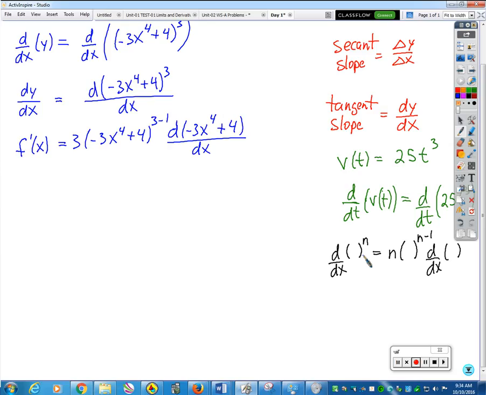You tell me, Jeff, what's the number and what's the something? 3 is the number. What's the something? The -3x to the 4th plus 4. Good. It's whatever's being raised to that exponent. So then equal means same as. We can replace this with something that's equivalent, which means we write down the 3, write down the something, 3 minus 1, derivative of the something.